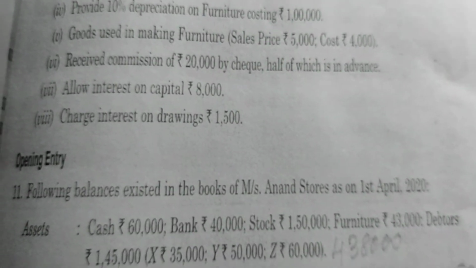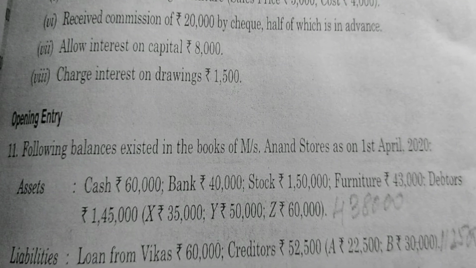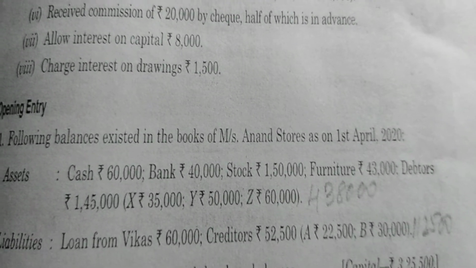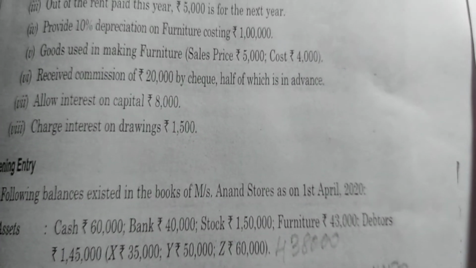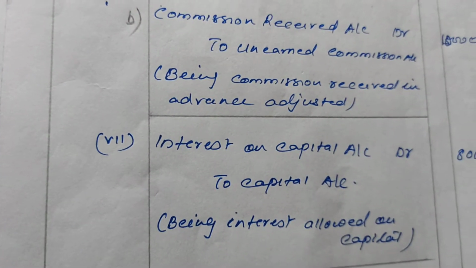Okay, next we can do drawings account. Since interest on drawings is added to drawings account, drawings will be increasing, so drawings account debit to interest on drawings. Both are correct. Okay, we are done with both the entries here.